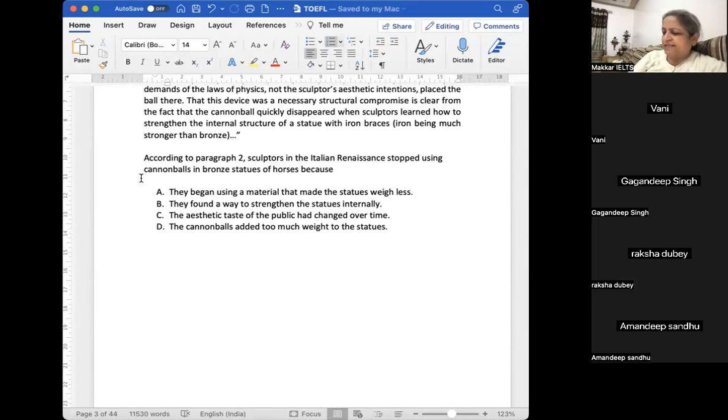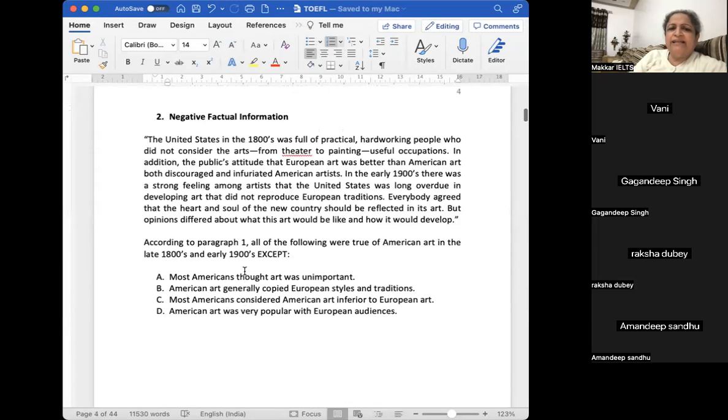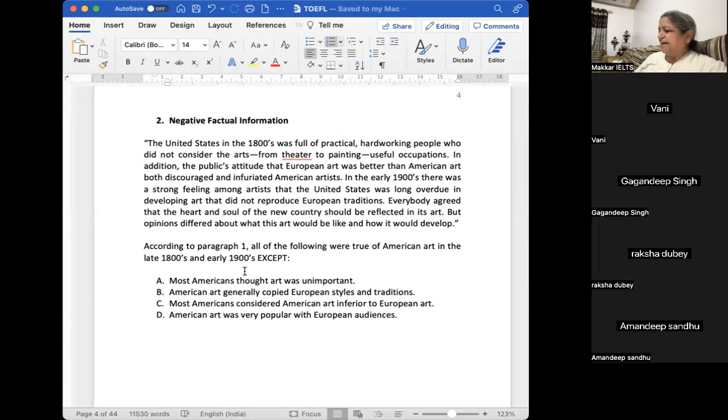तो 4 options है. According to the para, X occurred because. According to the para, X did Y because. According to the para, Y did X do Y. तो ये ऐसे explain करने के लिए इस type के, but this is easy, right? Now we have the negative factual information. Negative factual information, as the name suggests.